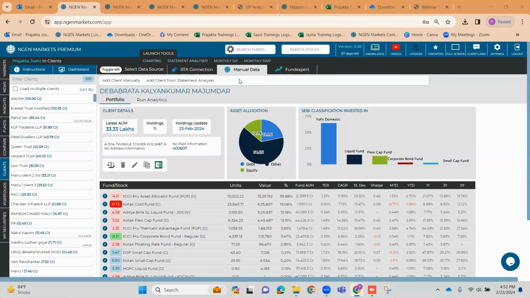Yeah, so that's how you can onboard a prospective client using ECAS, right? His holdings are onboarded, and then you can, of course, run analytics.